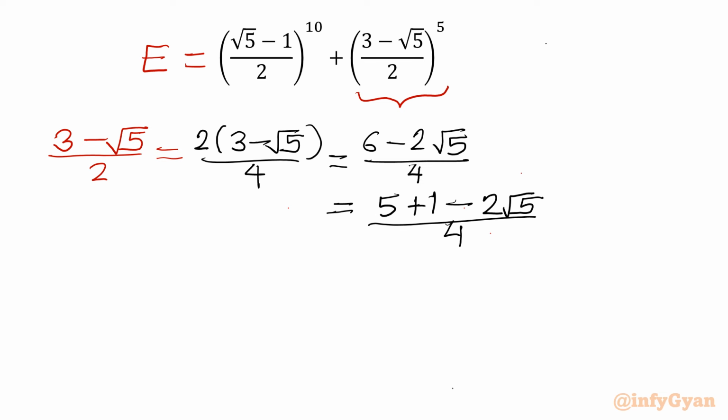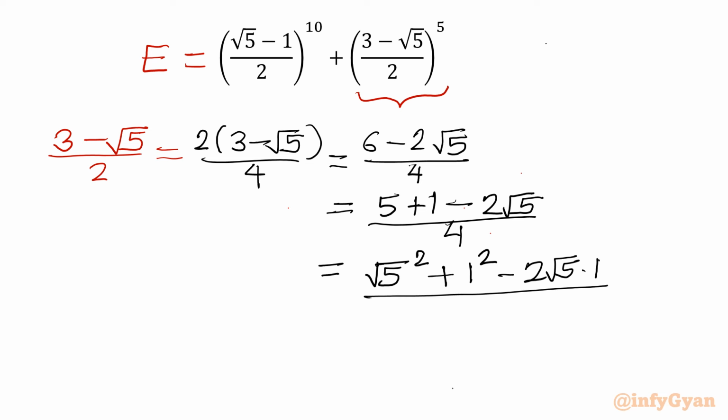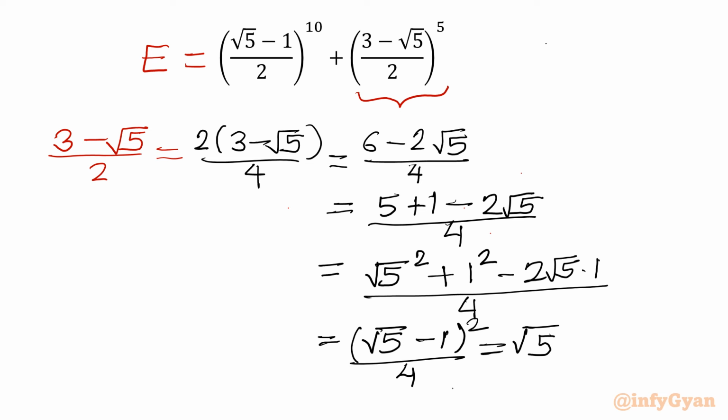Denominator is 4. Can we write 5 as (√5)²? Can we write 1 as 1²? And then minus 2 times √5 times 1, over 4. Now a² + b² − 2ab is one algebraic identity, (a − b)². Here a is √5, b is 1, and the denominator 4 can also be written as 2². So I can write ((√5 − 1)/2)².